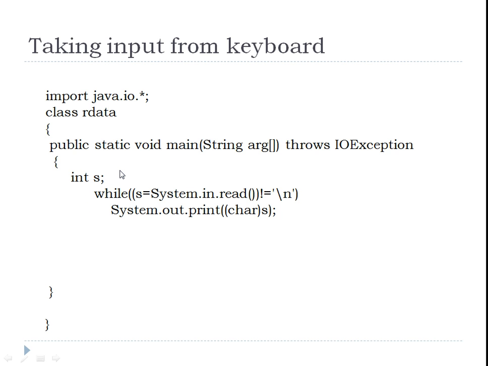So we have taken one integer variable. Here in this code, we are using the name of the stream, System.in. We have not created this stream, we have not made this stream. This stream is already available, and it represents a connection between the keyboard and the program. So we are using the name of the stream dot read method. As we know, the read method will return a single byte, and we are storing that byte in the variable s.